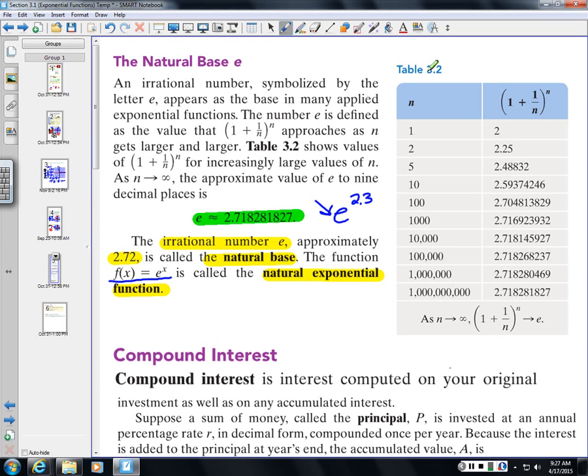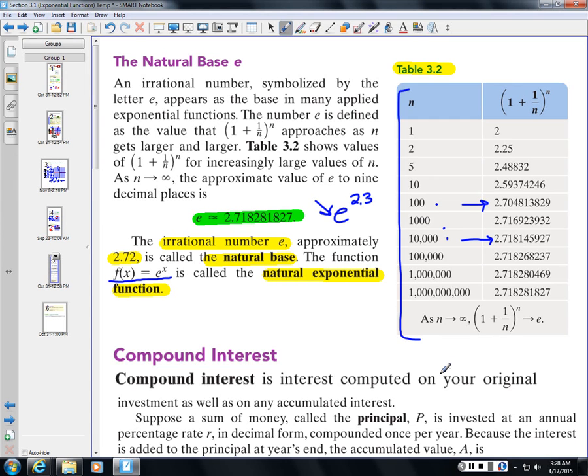You can see this table 3.2 over here. This is just for your reference, to show how E came about with the 1 plus 1 over n to the nth power. As these numbers got increasingly big, from 100 to 10,000, the answers are not really changing. That just shows the progression of how it came about.